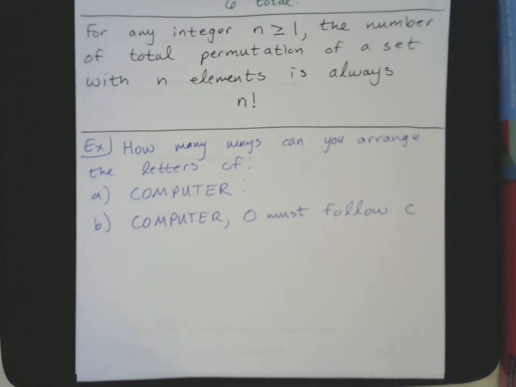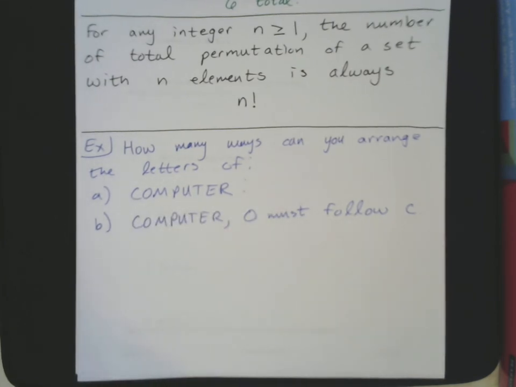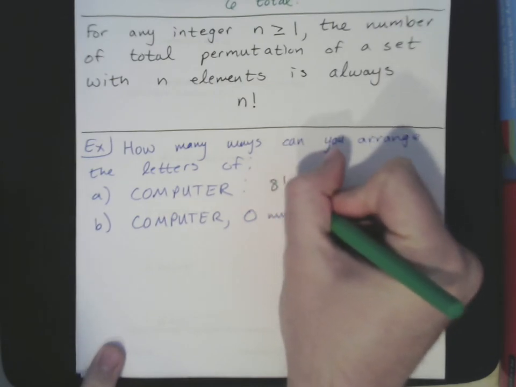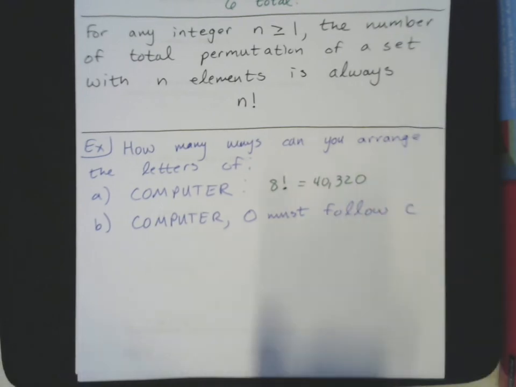So the first one is just a straight permutation. We have 8 letters in computer, C-O-M-P-U-T-E-R. That means that there's going to be 8 factorial. So you can think of this as a set of 8 elements, and we're rearranging them with no restrictions. So this is 8 factorial, or 40,320 different ways. Obviously, we're not going to write all these by hand. It would take forever. And that one's pretty simple. Most people understand that.